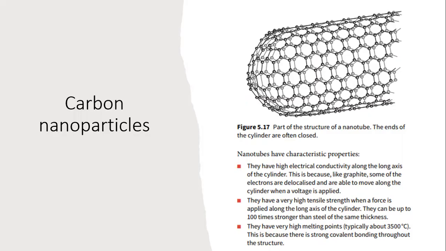Okay, so that is what you have about your carbon nanoparticles. In your carbon nanoparticles, you have your fluorine. And when you're talking about your fluorine, we have the C60 type, and then we have this type, that is your nanotube.